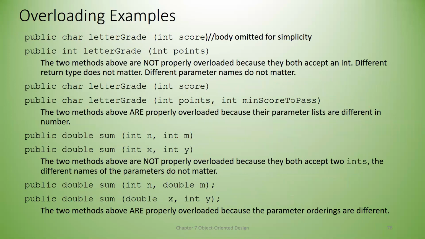Now let's look at this example. Public char letter grade, int score. Public int letter grade, int points. I omitted the body. Just look at these 2 headers. Are they correctly overloaded, everybody?